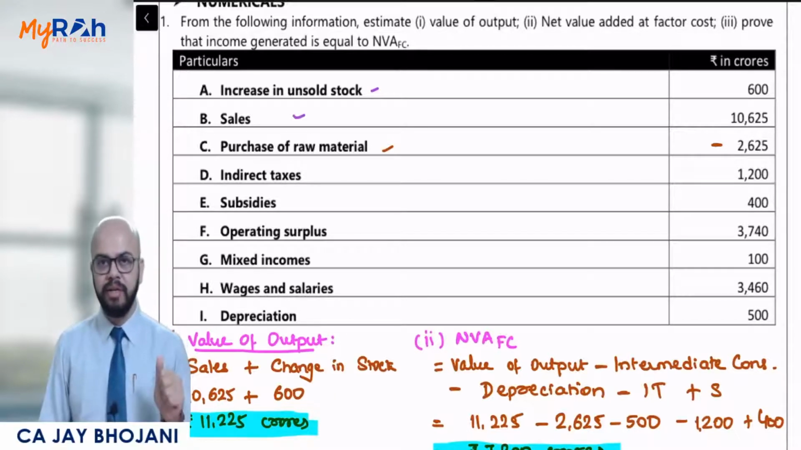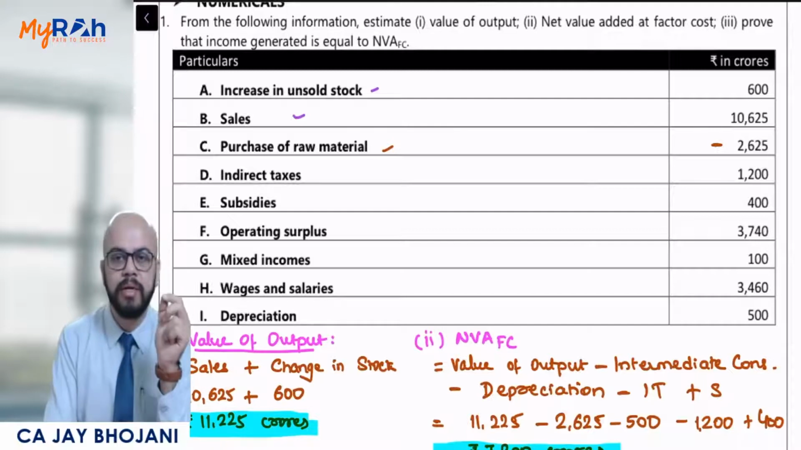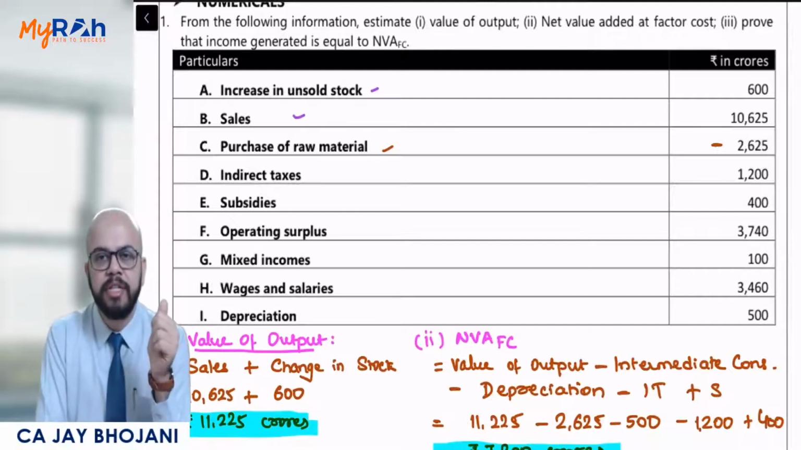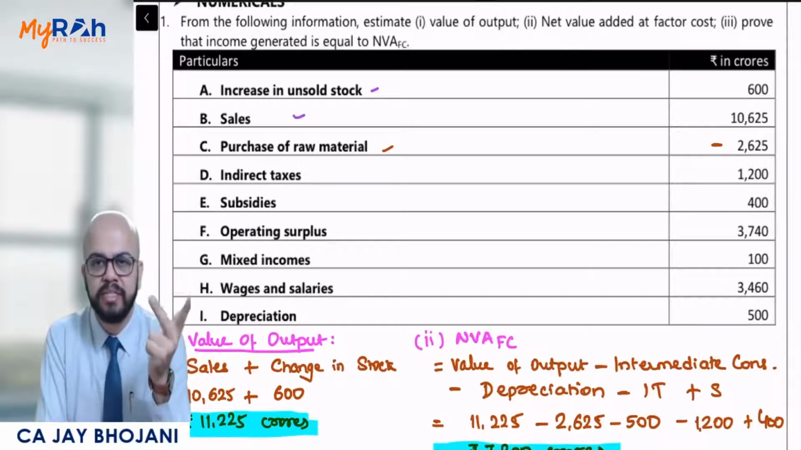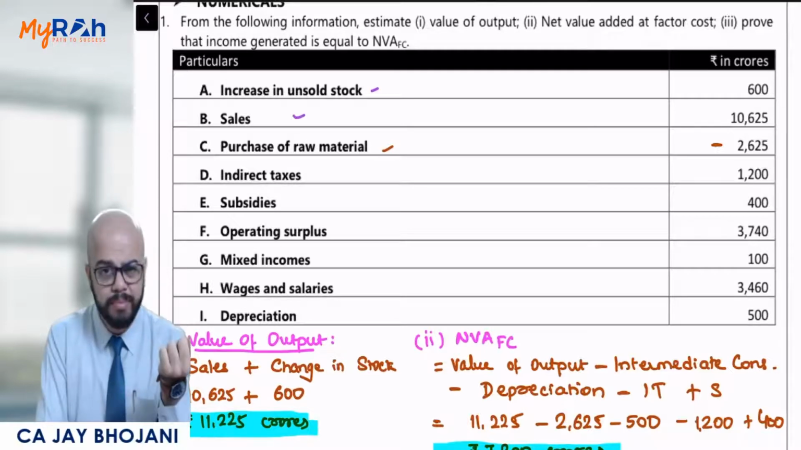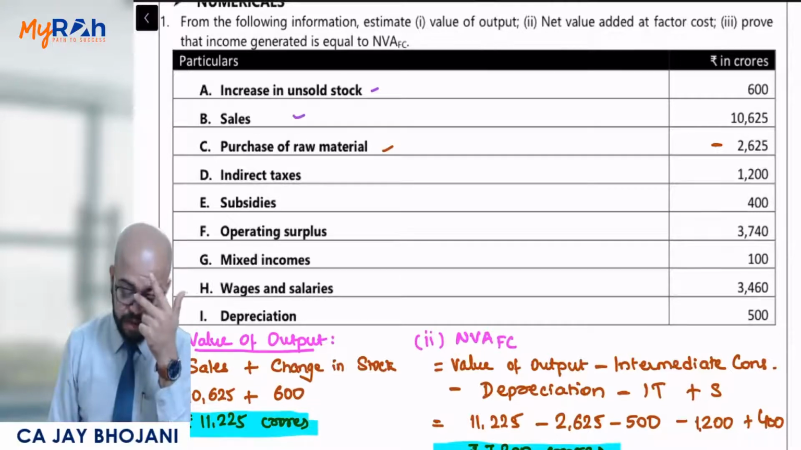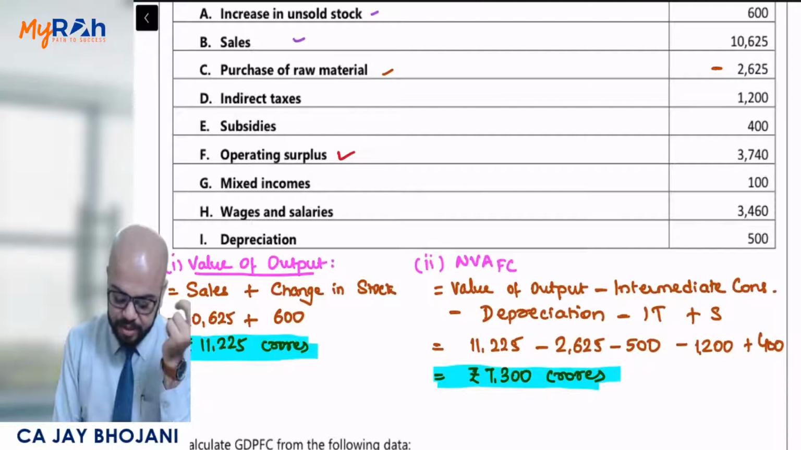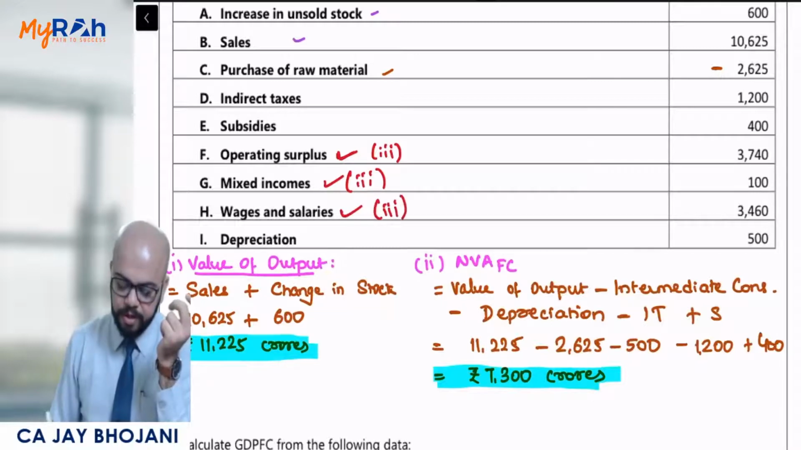Income generated. Income method. So they are suggesting income method. That means you have to add rent, wages, interest, profit, or labor income, non-labor income, mixed income. See what is the data given in the question. We have been given operating surplus. This is something that you need for third part. Mixed income. This is again something that you need for third part. Wages and salaries. Useful in third part.